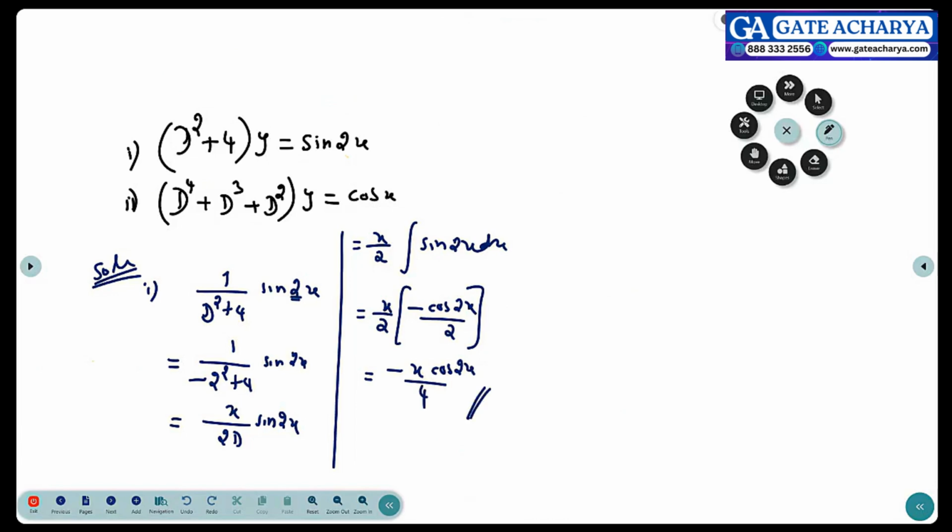This x is what we introduced. Don't multiply it again with sine 2x. So separate this when you take the integral. So x by 2 into 1 by D means integral, the integral of the integrating part. So x by 2 times the integral of sine 2x. The integral of sine is minus cos, but the argument is 2x, therefore differentiate and write it in the denominator. So minus x cos 2x by 4.